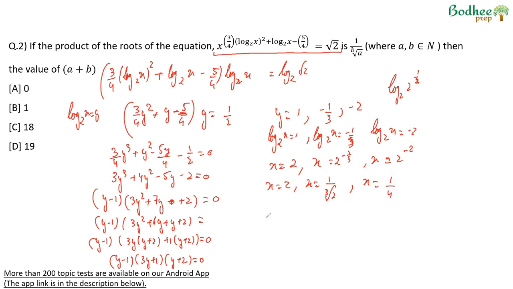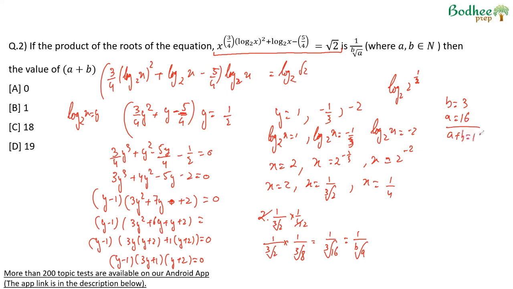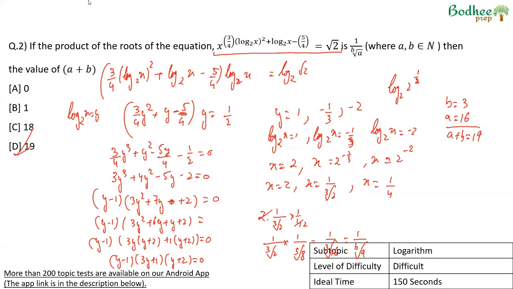If now we look at the product of the roots, it will be 2 into 1 by cube root of 2 into 1 by 4, which will be 1 by cube root of 2 into 1 by cube root of 8, which is nothing but 1 by cube root of 8 2s are 16. This is given to be as 1 by bth root of a. Therefore, b becomes 3, a becomes 16, and therefore a plus b will be 19. Option D.